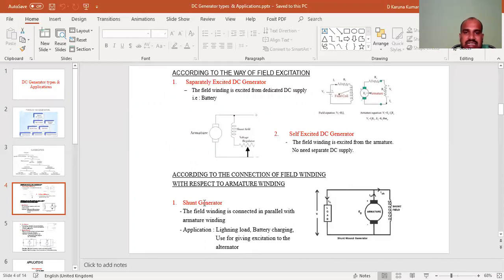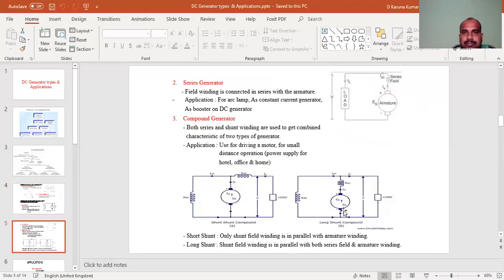The first one is shunt generators. In shunt generators, this is called the field winding and this is the armature winding. Both are connected in parallel. The field winding is connected in parallel with the armature winding, and both are connected to the load, the supply voltage. The best examples for shunt generators are lighting loads, battery charging, and giving excitation to the alternator.